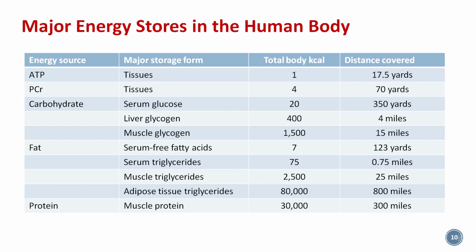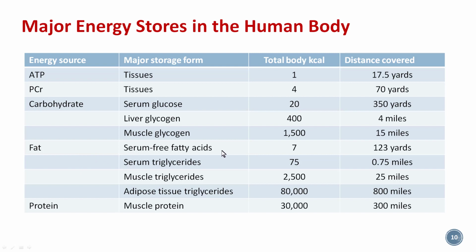And this is just for you to appreciate how many calories they will provide. ATP we store in our tissues, and it's only 1 kilocalorie. PCR 4, and carbohydrates in the blood, serum means blood, 20 calories worth, liver glycogen 400, muscle glycogen 1500, and then when we look at the fat, those numbers grow. As you can see, they get bigger because the fat provides, actually, the most calories.